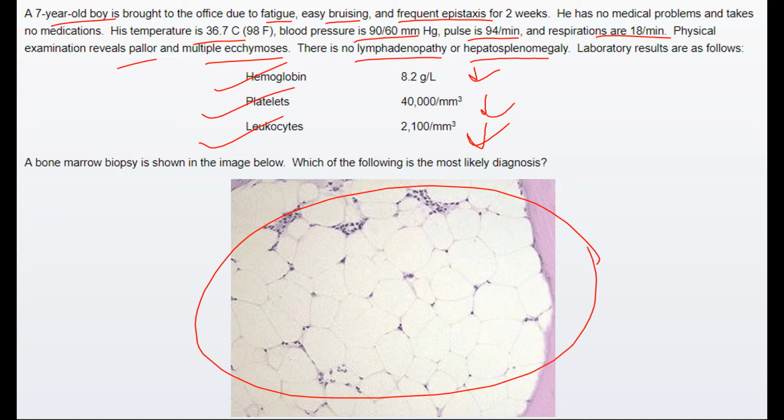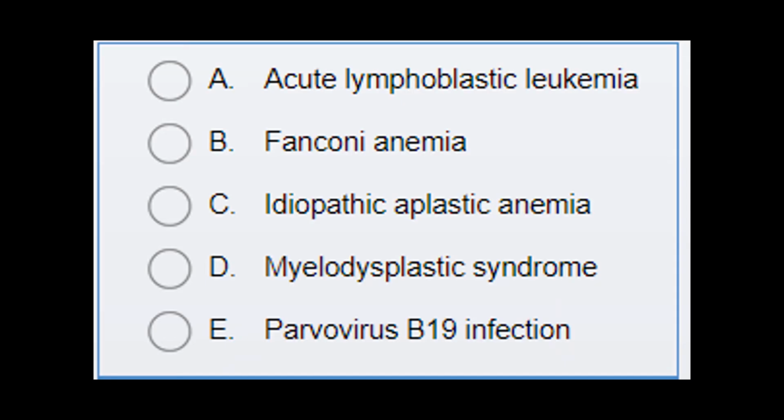In the biopsy, we can see that there is high replacement of the bone marrow cells by adipose tissue, and therefore it is indicating that the bone marrow has become hypocellular. So the bone marrow biopsy and the patient's lab results indicating pancytopenia are most indicative of idiopathic aplastic anemia. So the answer is C.